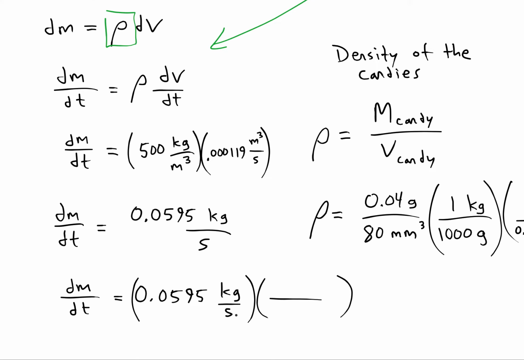I'm going to want minutes on bottom. So throw that in. And then put seconds on top. That way my denominator units will cancel this time. It'll produce the denominator units I want, which are minutes. But I just got to know that there are 60 seconds in a minute, of course. 3.57 kilograms per minute.